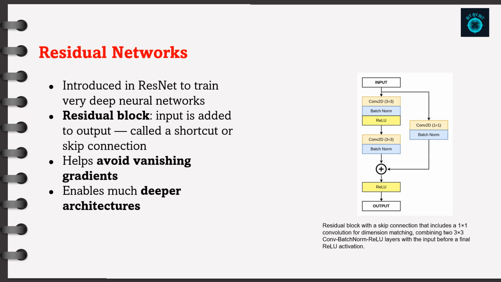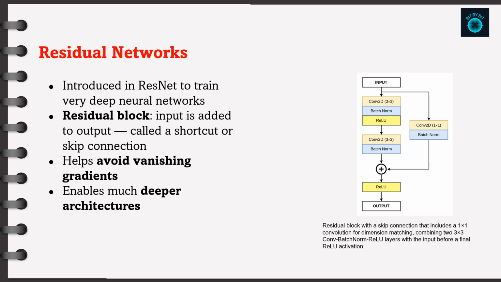To fix this, ResNet uses something called a residual block. Here's the key idea. Instead of learning a full transformation from input to output, the network only learns the difference, or the residual, between them. It does this by adding the input directly to the output of a few layers. This addition is called a skip connection or shortcut connection.